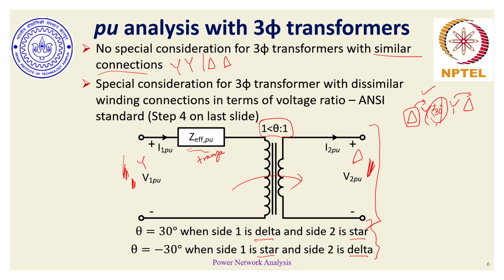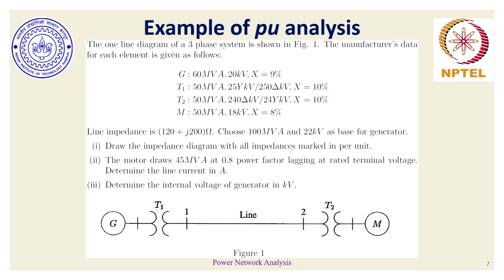So let's understand a bit more about this particular special consideration through this particular example, wherein there is this power network shown in figure 1. It has three distinct sections. One section probably refers to the section which consists of generator 1.